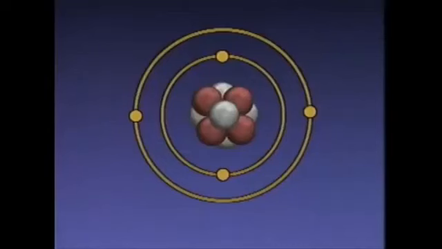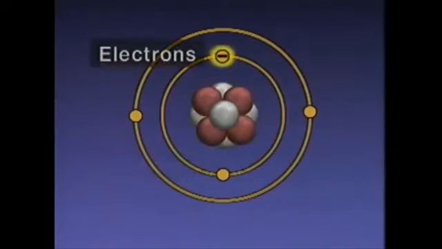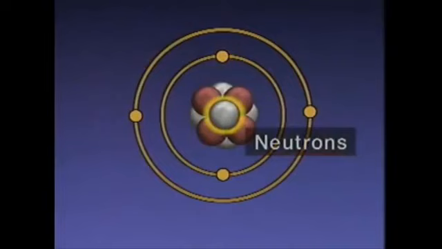Traditionally, electricity has been defined as the result of a movement of electrons from one place to another. The electrons come from atoms. Atoms consist of three basic particles: protons, electrons, and neutrons. Protons have a positive electrical charge. Electrons have a negative charge. And neutrons don't have a charge.